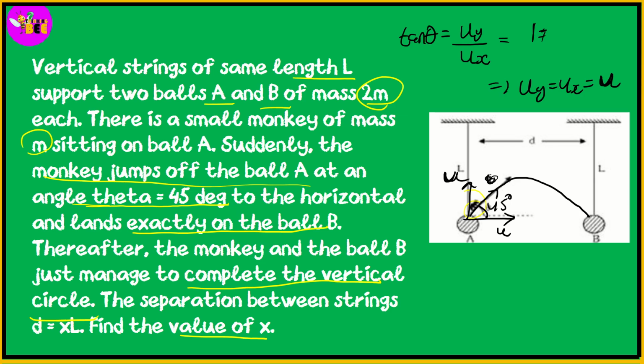Now, after landing exactly on ball B, the monkey and the ball B complete a vertical circle, just managed to complete. That means it attains the minimum velocity to complete the vertical circle. Now, in a vertical circle, the minimum velocity at the lowest point required is given by root 5 gr. Therefore, the final velocity of the monkey in the x direction will be given by root 5 gr.